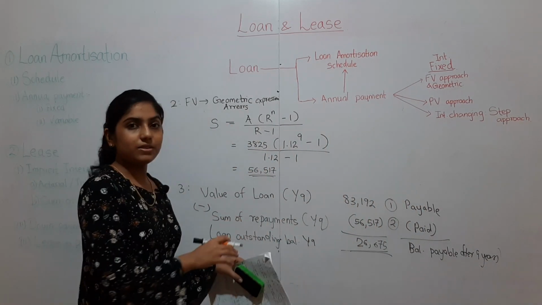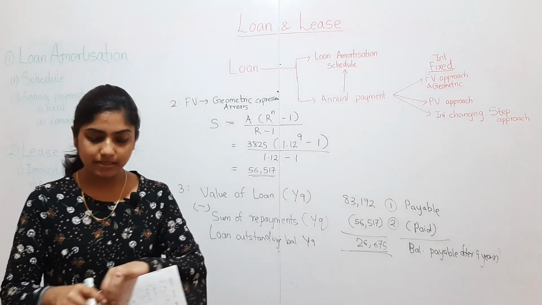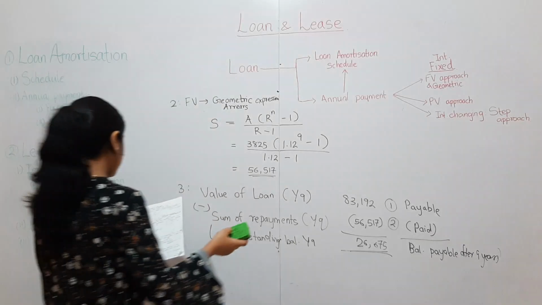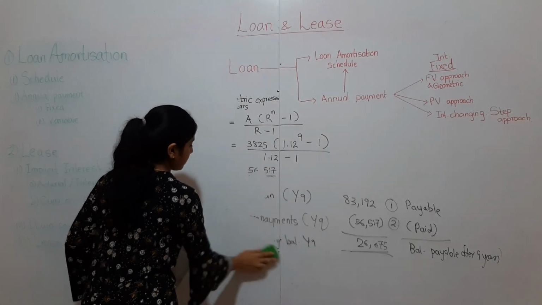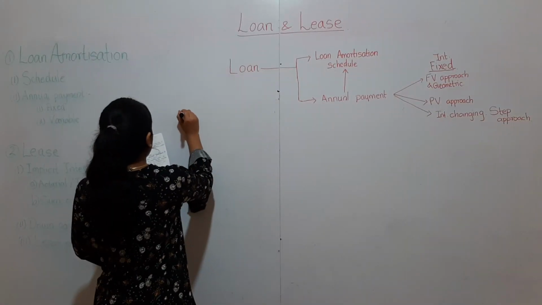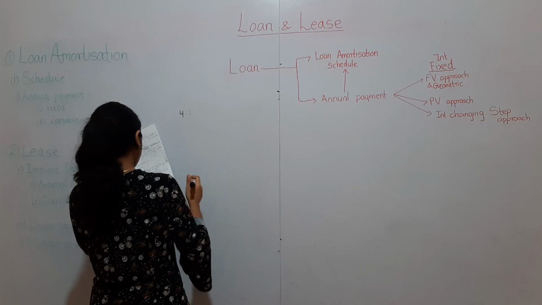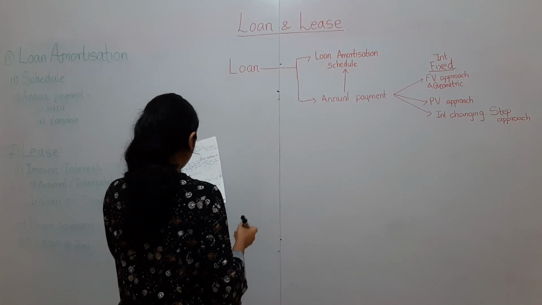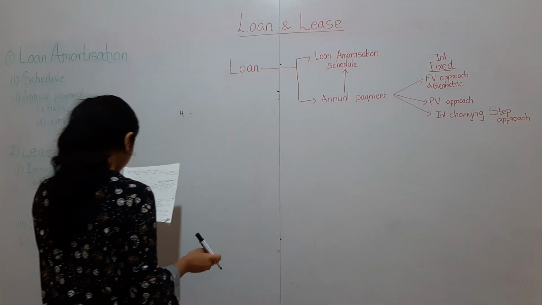So now comes the other interest rate's effect. That's in step 4. Step 4: treat the remaining value in step 3 as a new loan for which a new interest rate is applied, and rework the annuity.